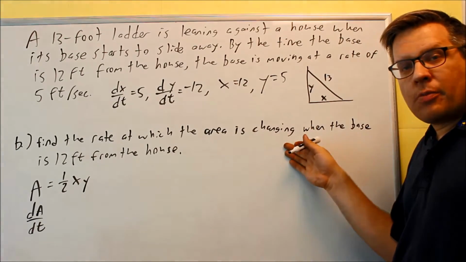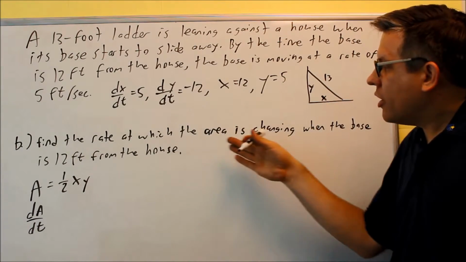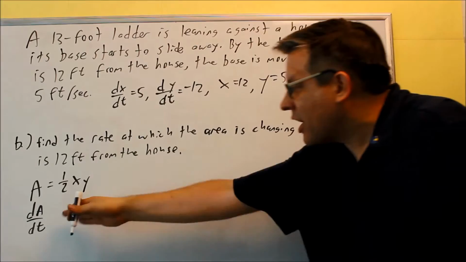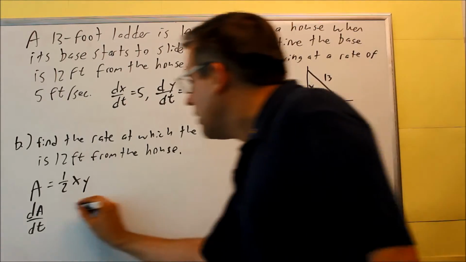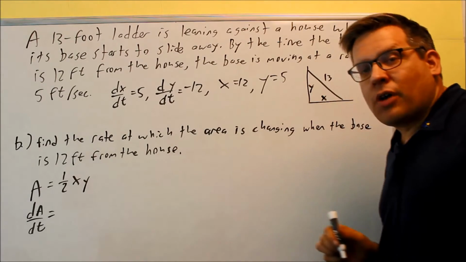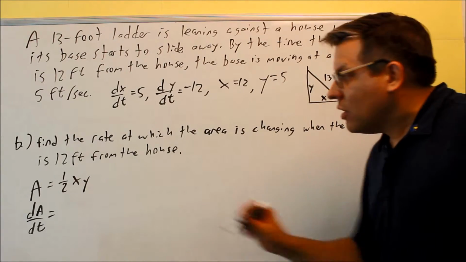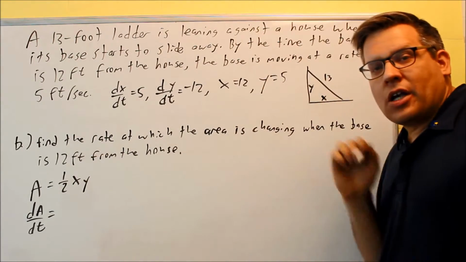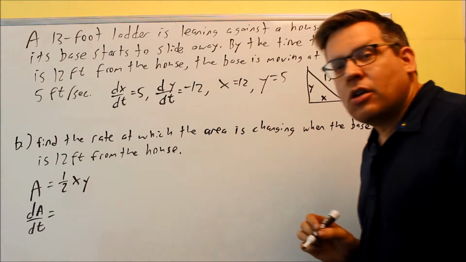That's actually what part B is asking for. It wants the rate at which the area is changing. That is exactly dA/dt. Now on the right hand side, when I do that derivative, because I have two things multiplied together, I've got to use a product rule. The 1/2 x is going to be my f, and my g is going to be the y.